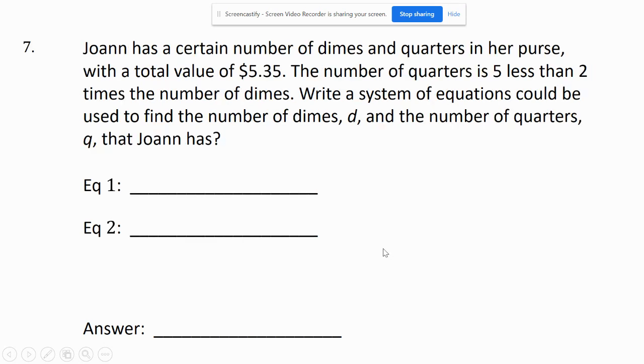So let's look at a second one. Joan has a certain number of dimes and quarters in her purse with a total value of $5.35. The number of quarters is 5 less than 2 times the number of dimes. So let's write a system of equations.